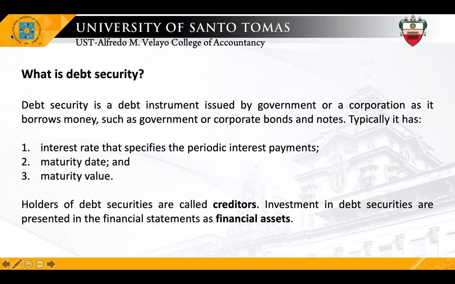Holders of debt securities are called creditors, as against the holders of equity securities, they are called owners. And then investment in debt securities are presented in the financial statements as financial assets. This is the same with equity securities. So all securities, whether debt or equity securities, are presented in the financial statement using the line item financial asset.